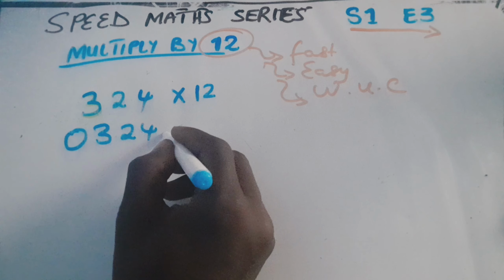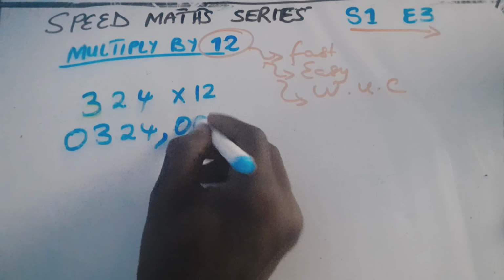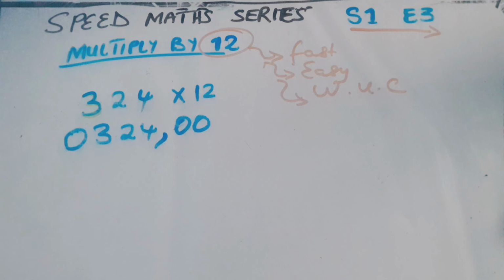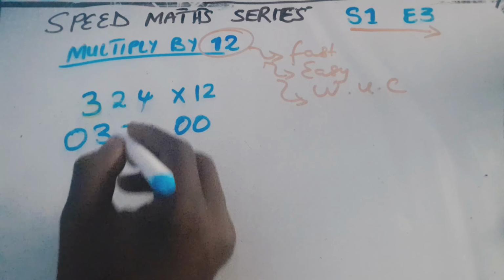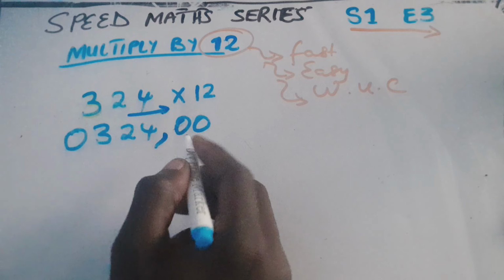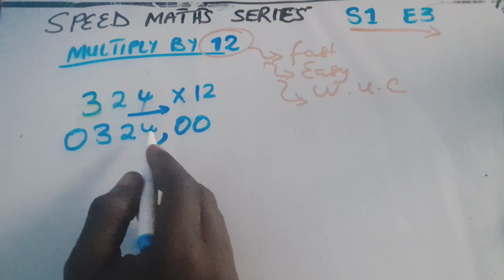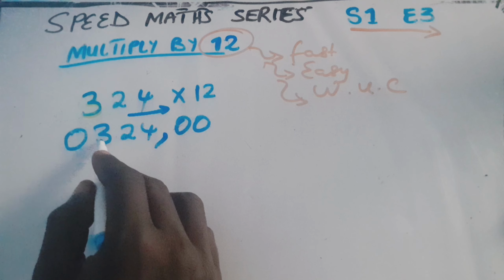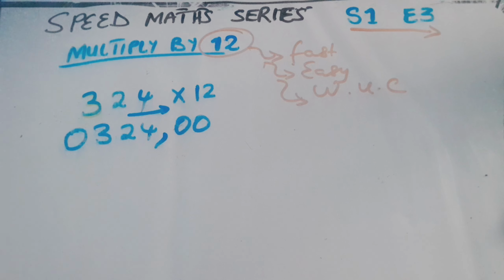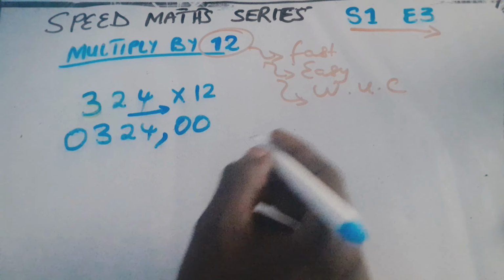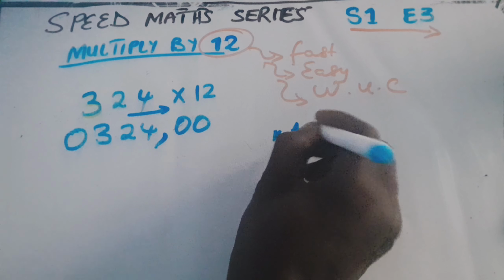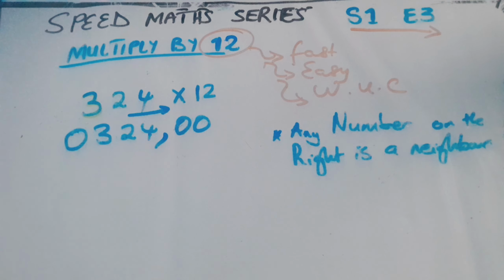So the zeros don't make any change, right? But what I told you is that every number on the right of a number is its neighbor. So 0 is the neighbor of 4, and 4 is the neighbor of 2, and 2 is the neighbor of 3, and 3 is the neighbor of 0, and so on. So any number on the right is the neighbor of that number, right?